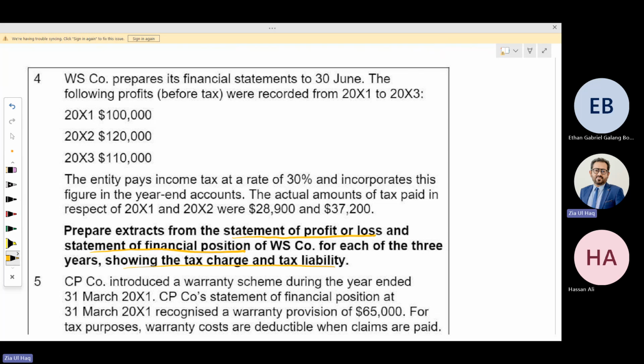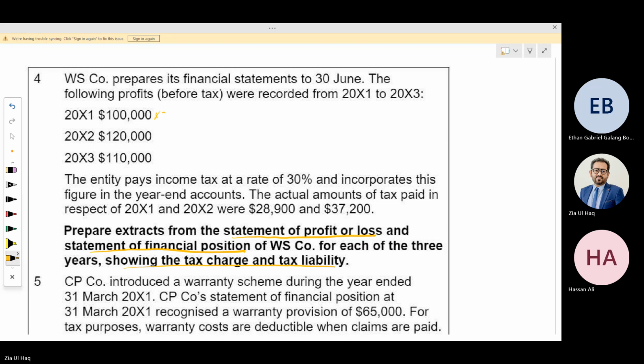WS company prepared its financial statements to 30th June. The following profit before tax was recorded from 20x1 to 20x3. The entity pays income tax at the rate of 30% and incorporates this figure in the year-end accounts. The actual amounts of tax paid in respect of X1 and X2 were this. So it is tax liability.